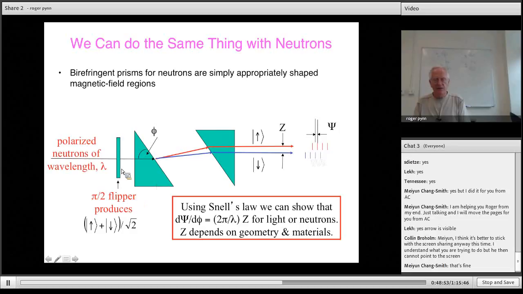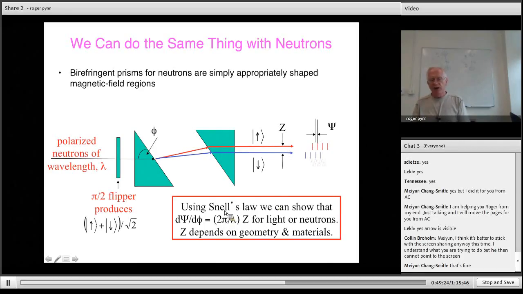So now instead of our 45-degree polarizer, we put in a pi/2 flipper here, which produces a linear combination of up and down states. So instead of a linear combination of ordinary and extraordinary rays as we had in the light case, we have a linear superposition of up and down. Same thing's going to happen though. One state is going to get refracted differently from the other state, and then if I put in another magnetic field, they're going to come out parallel to each other.